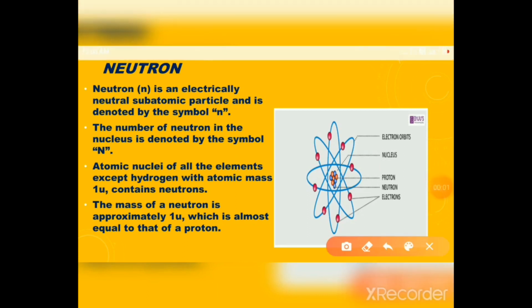Neutron, you will see in the figure here the neutron in blue color. Neutron is denoted by small n. It is an electrically neutral subatomic particle. The number of neutrons in the nucleus is denoted by the symbol capital N. Atomic nuclei of all elements except hydrogen with atomic mass 1 u contain neutrons. The mass of a neutron is approximately 1 u, which is almost equal to that of a proton.